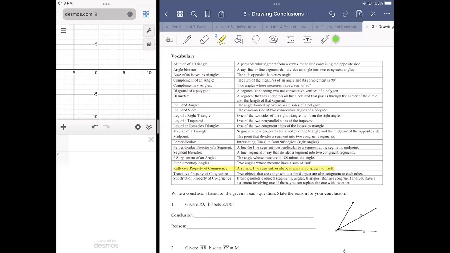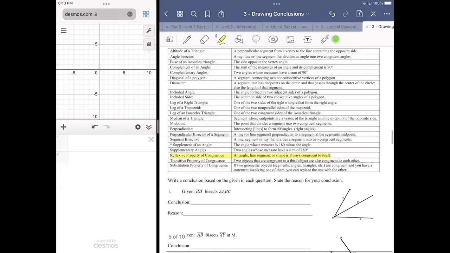So number one here, write a conclusion based on the given in each question, and state the reason for your conclusion. So they're telling us that BD bisects angle ABC. Right? And so you start thinking about, okay, so what does that mean? What does that tell us? Well, if you bisect something, you cut it in half. Right? But it is an angle. The ABC is an angle that's being split.